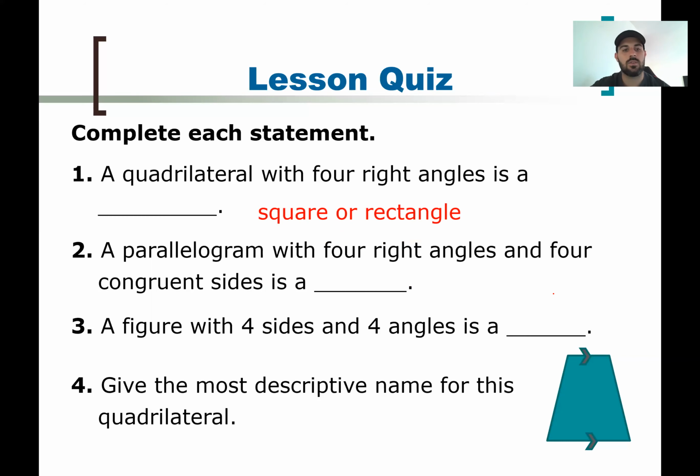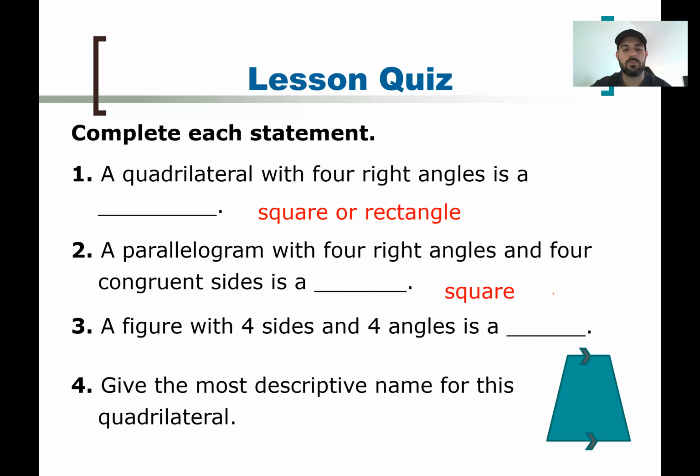All right. So now the next one. Number 2, a parallelogram with 4 right angles and 4 congruent sides. So it's like a regular polygon, a perfect shape. So what is the only quadrilateral that is a perfect shape? It needs to have 4 congruent 90-degree angles and 4 congruent sides. And that answer would always be the perfect square.